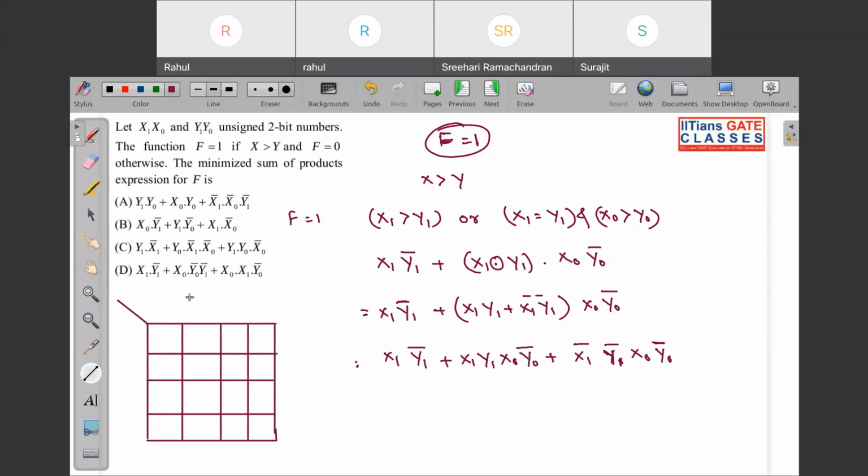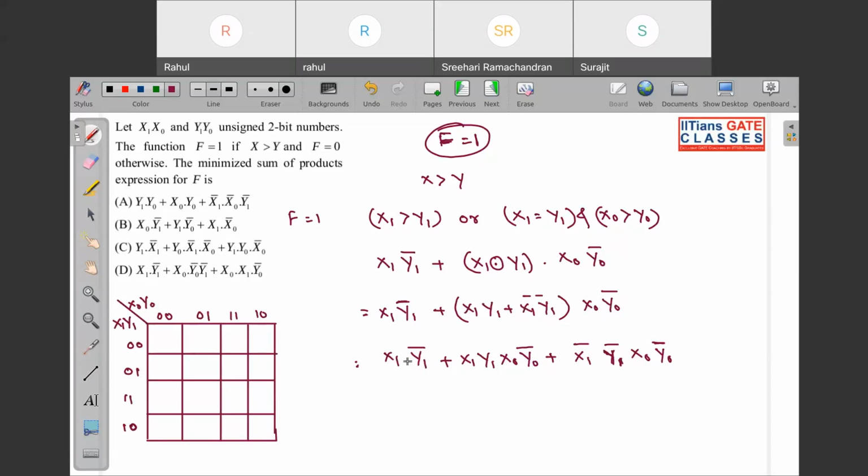So x1 y1, x naught y naught. Okay. Such kind of question also will not be asked in HAL, in PSU, because it will consume time. They might ask you directly in terms of this one. Even I thought it will be like this, but here I can see that it will consume time.